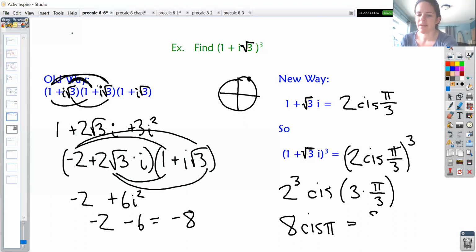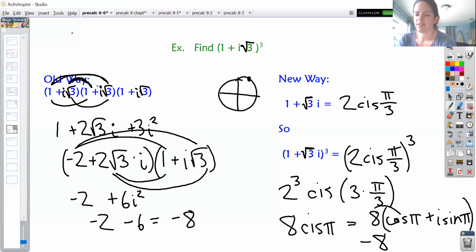Doesn't that mean 8 times the cosine of pi plus I times the sine of pi? Sorry, started writing theta instead. There you go. And then isn't that -8 because the cosine of pi is -1 and the sine of pi is 0. And so look at that, I get -8.